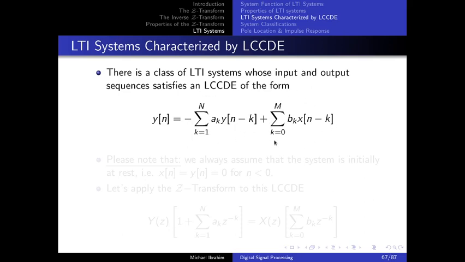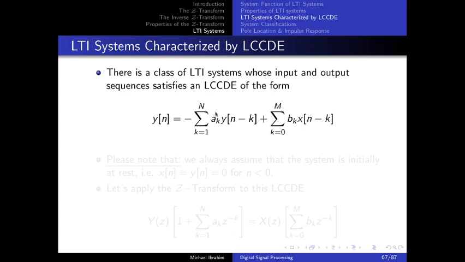And this summation over here represents the present and previous inputs. k equals 0 will give you b0 x of n, which is the present input, and then b1 x of n minus 1, the previous input, b2 x of n minus 2 is the input before that, and so on. So this equation is simply saying that the present value of the output is a linear combination of previous outputs and present and previous inputs. This is a linear constant coefficient difference equation.